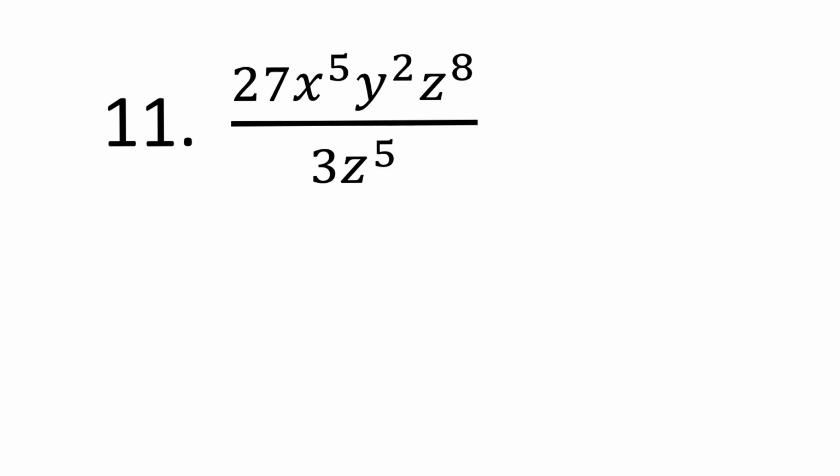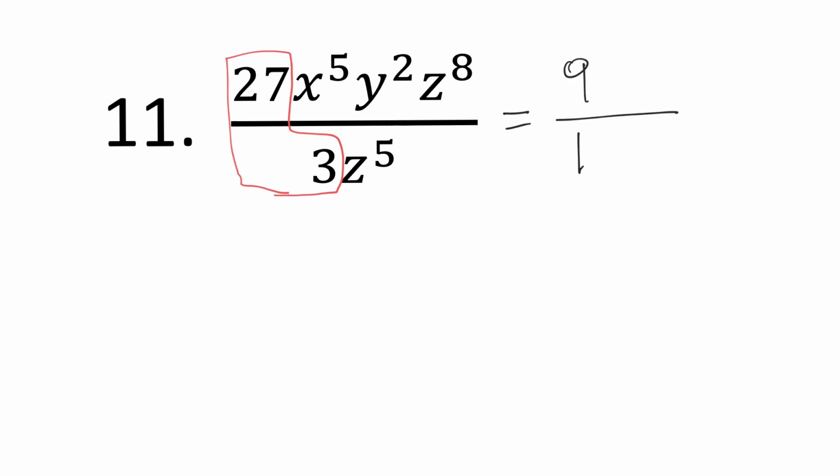Number 11, you have a fraction, which means you are going to divide. You have to look at the same bases and the coefficients. So let's go ahead and start with the coefficients first. 3, and we have 27 over here. So 27 divided by 3, you can simplify that to 9 over 1.